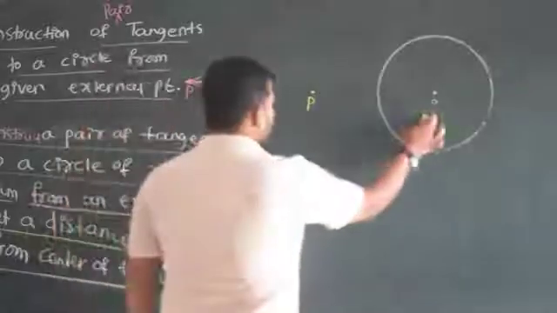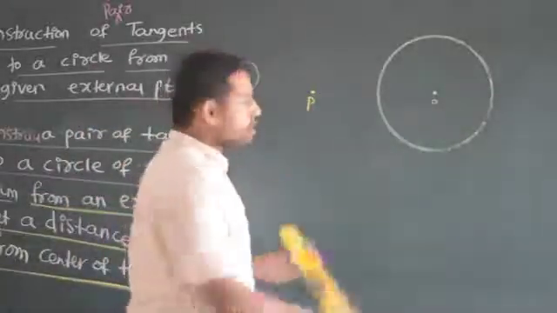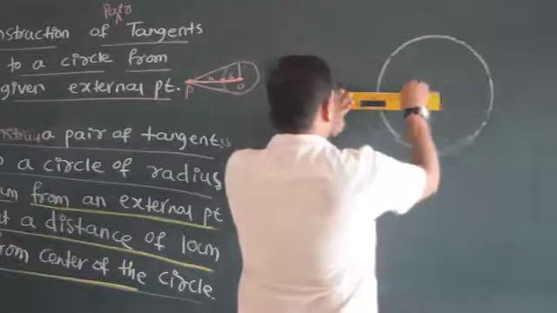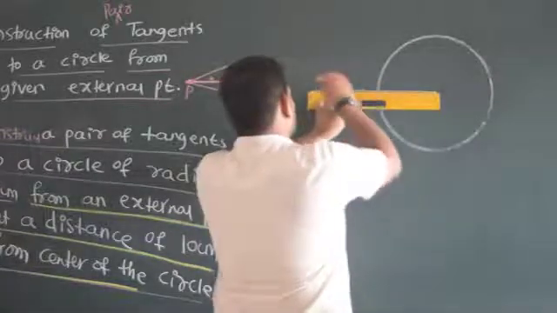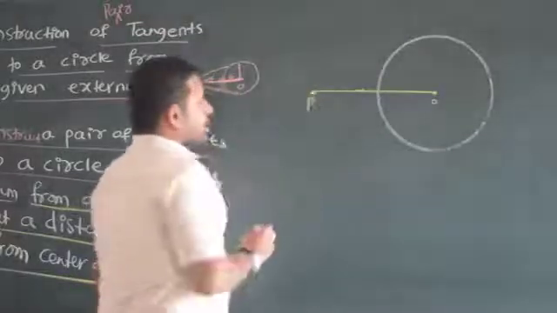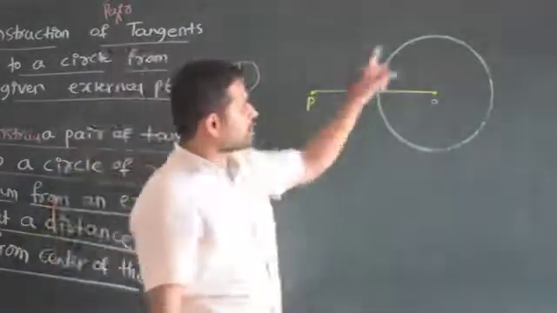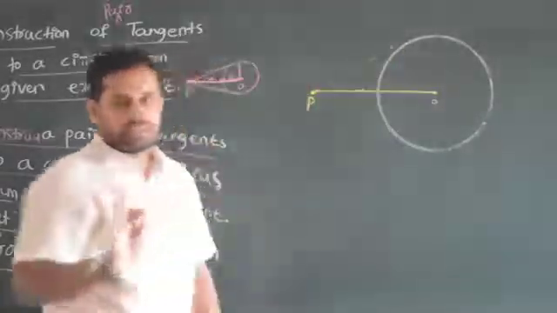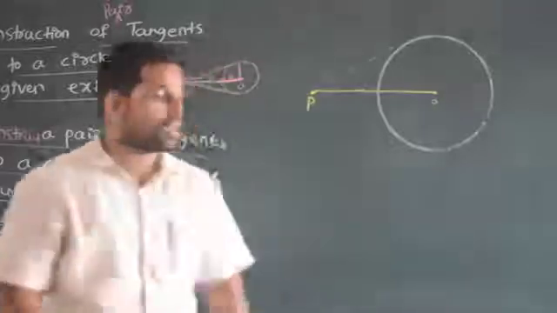Alright, so OP is 10 cm. Dear children, I am going to join this. Now this is the external point. From this point, you are supposed to draw the tangent to this circle. You cannot draw it directly like this. That is not allowed because you are supposed to do the construction.